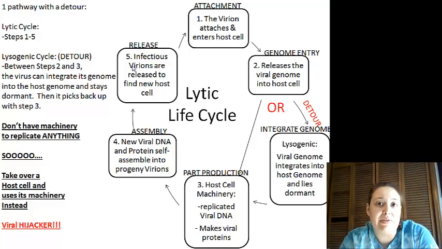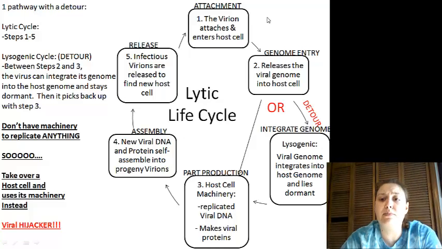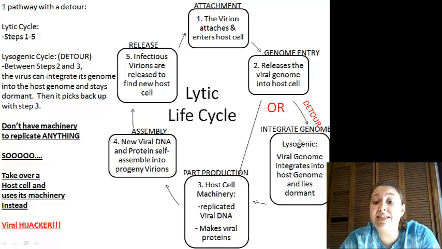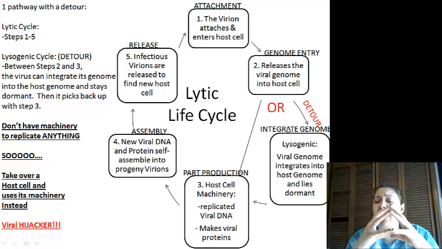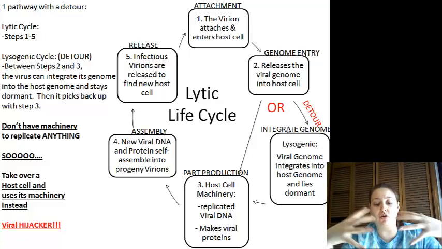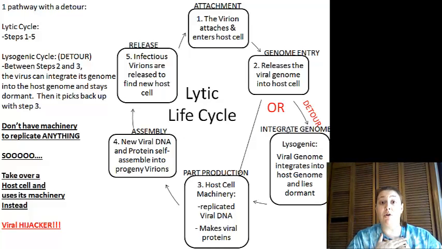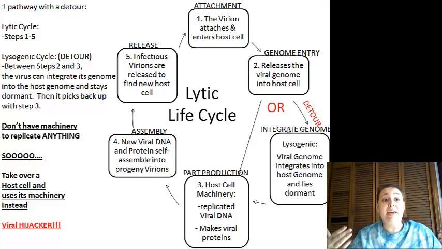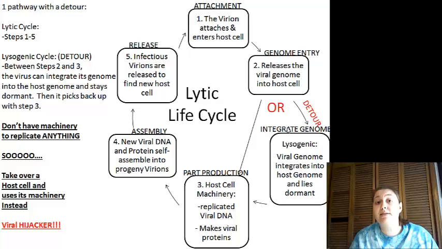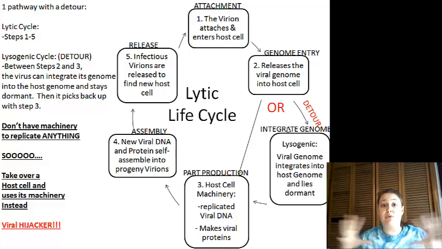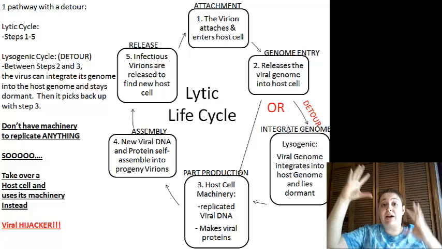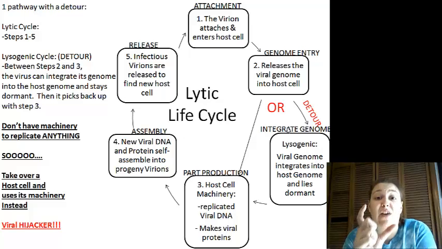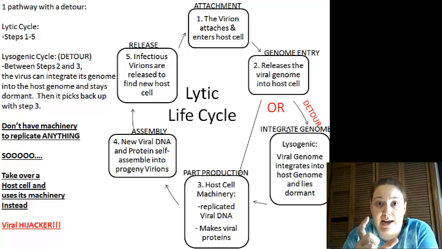We can have a detour in there that we call the lysogenic cycle. And it happens right after the genome entry, between steps 2 and 3. That viral DNA can actually incorporate or combine with the host DNA. Once it's combined into our genome, it just sits there and goes dormant. It doesn't do anything. As our cells reproduce and copy our DNA to create more and more cells, every single cell that we create has that piece of viral genome inside of the DNA.